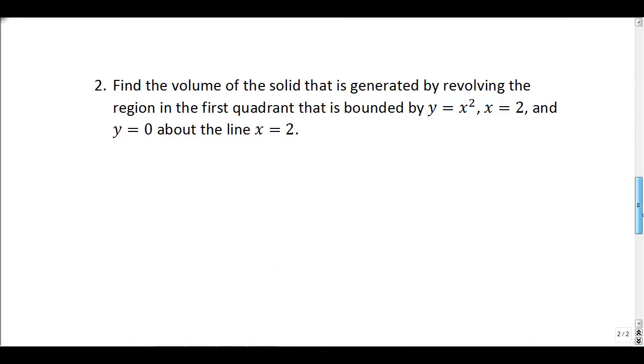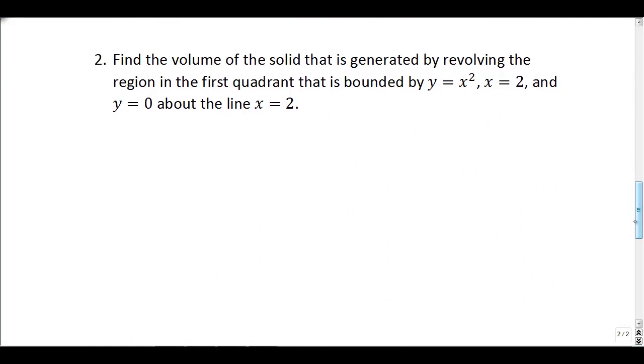Another disk method. If you read this, it's the same region, but now we're going to revolve about the line x equals 2. So what's going to change here? Let's draw our region again. We have y equals x squared, and then we have x equals 2. That's one of our bounds. This is our region. But we're also going to now rotate about this line here. So we're going to rotate horizontally instead of vertically, perhaps, the way it's drawn.